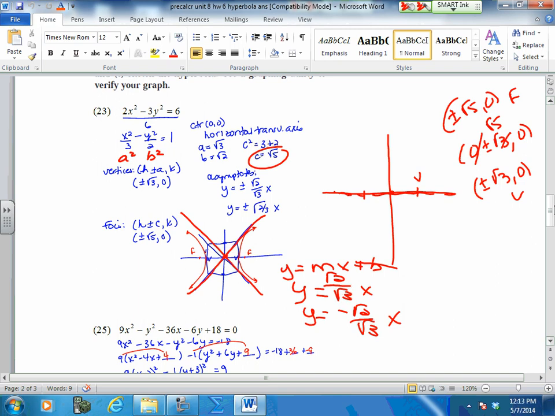Now what's nice is graphing the hyperbola on your calculator is tough. However, graphing the asymptote is nice, and then you can see if it intersects at your center. And you know you have your asymptotes right.